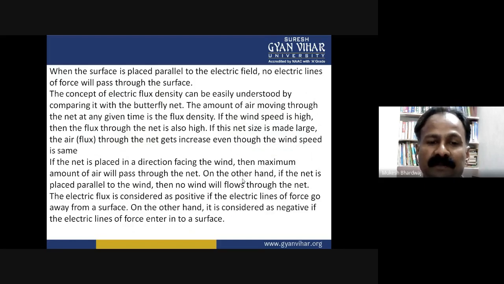The electric flux is considered positive if the electric lines of force go away from the surface. On the other hand, it is considered negative if the electric lines of force enter into the surface.